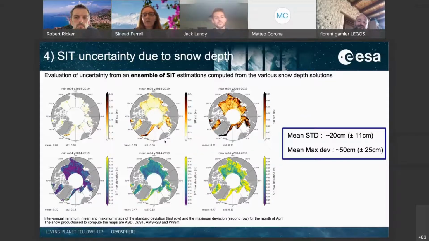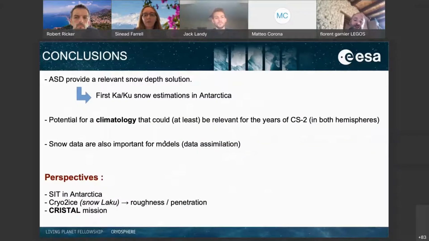To conclude, the objective of this presentation was to present this Kayu ISD Snow Depth product. The objective was not to say that one product is better than another, since it is difficult to have an objective diagnosis for that purpose, but to show that ISD is a relevant solution for snow depths that has the advantage of providing some information in Antarctica. We also show that a climatology could be constructed with this data.